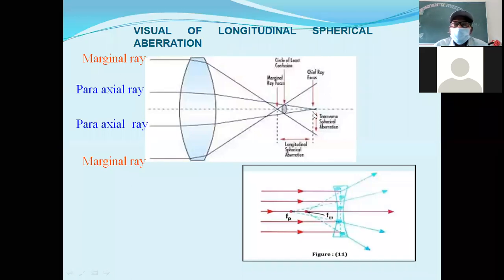See here, when the screen is placed at this point, the intensity is minimum at the center of the circular disc.